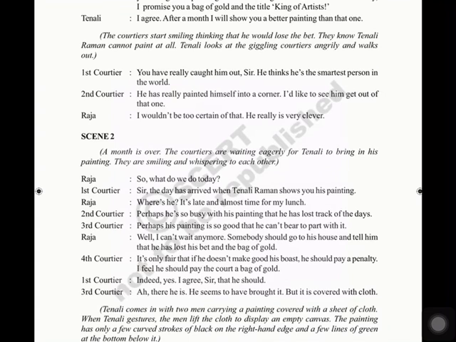First courtier: You have really caught him out, sir. He thinks he is the smartest person in the world. Smartest, superlative form. Smart, smarter, smartest. Yes, you have challenged him very nicely. He thinks he is very clever. Second courtier: He has really painted himself into a corner. I'd like to see him get out of that one. So he unnecessarily got involved and expressed his view. So due to that, he put himself in trouble.